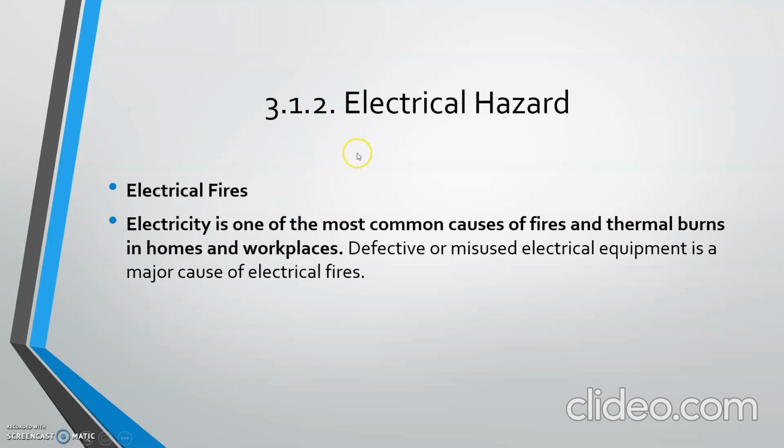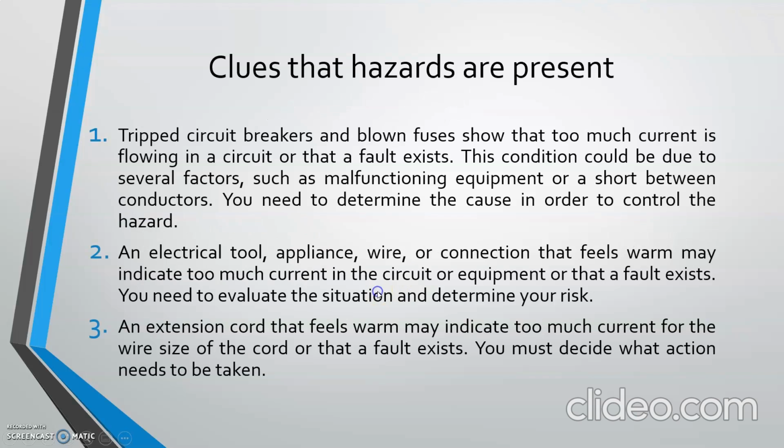Besides that, electrical hazards also include electrical fire, and electricity is one of the most common causes of fire and thermal burns in homes and workplaces. Defective or misused electrical equipment is a major cause of electrical fire. So these are some of the clues that hazards are present. First, a tripped circuit breaker or blown fuse shows that too much current is flowing in the circuit, or that a fault exists. This condition could be due to several factors such as malfunctioning equipment, so you need to determine the cause in order to control the hazard.